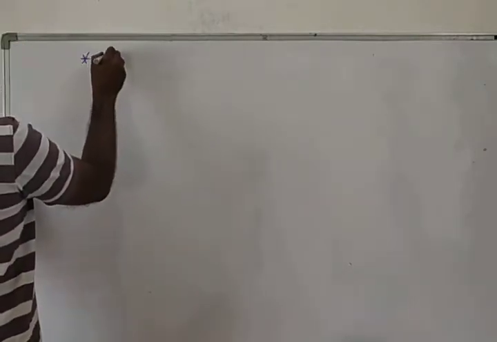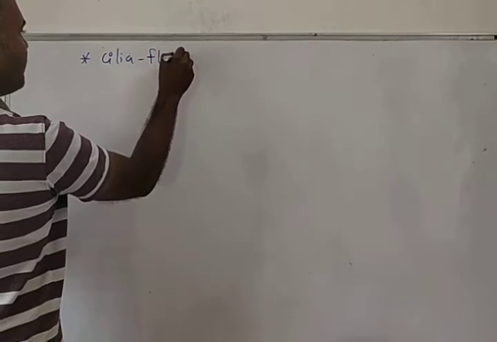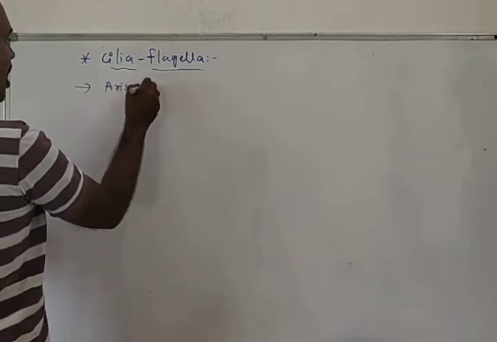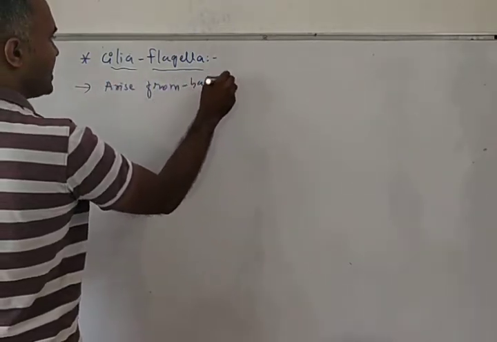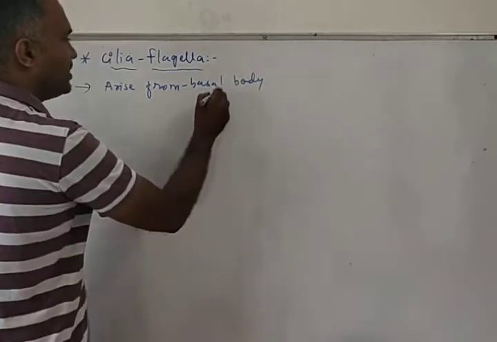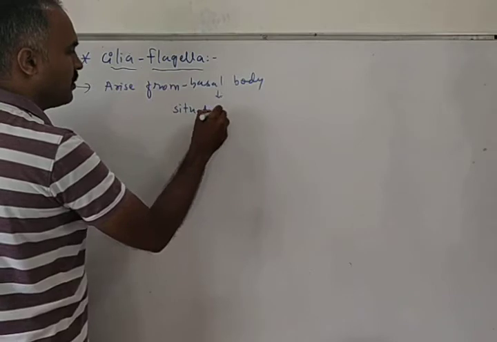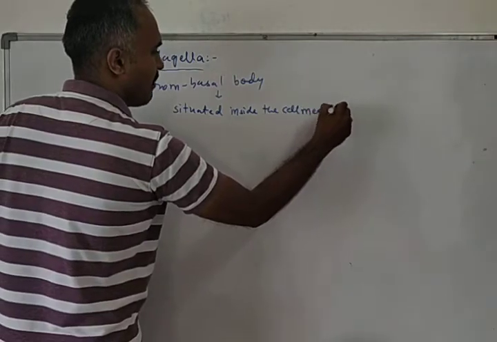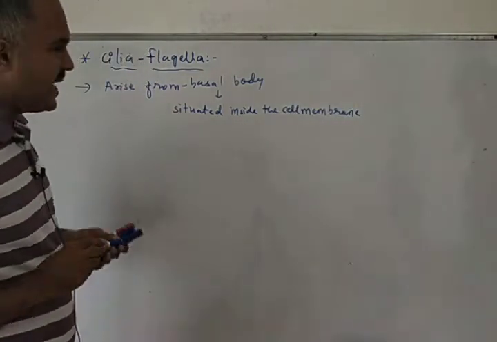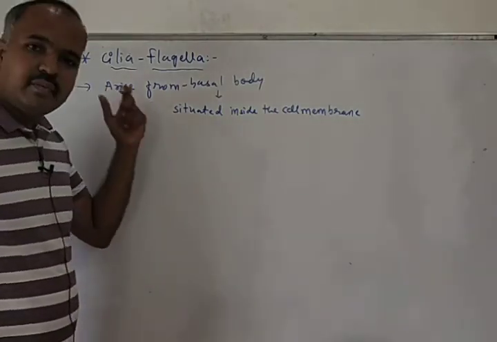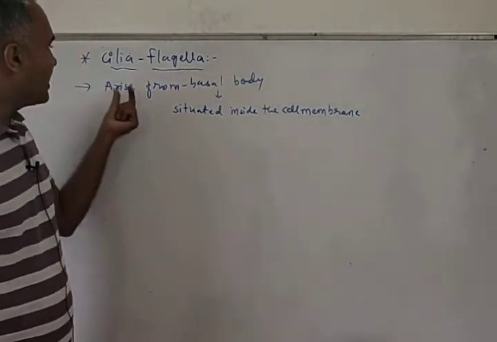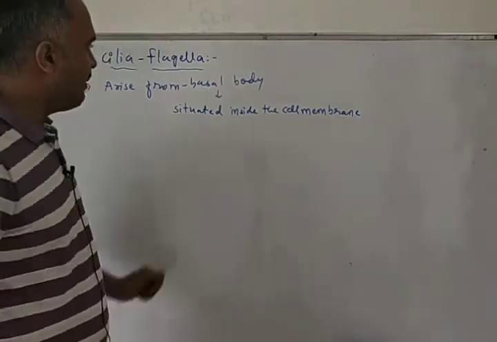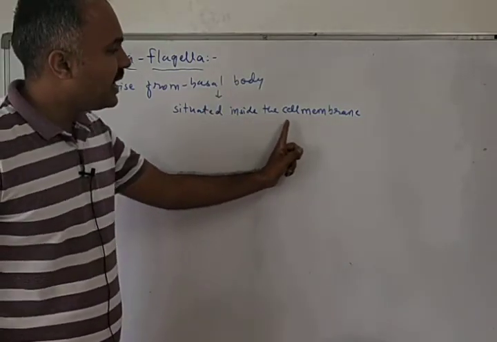So we are learning cilia and flagella, and the first point in this topic is that they arise from the basal body. This basal body is situated inside the cell membrane. Both cilia and flagella arise from what? They arise from the basal body, and this basal body is situated inside the cell membrane.